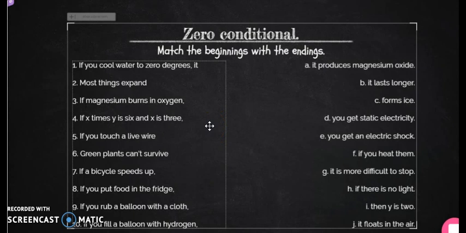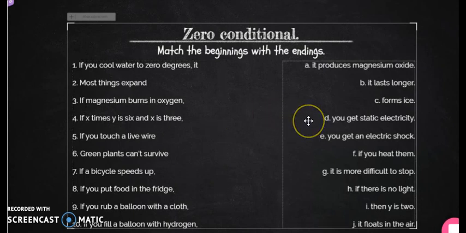Number 2, most things expand. Number 3, if magnesium burns in oxygen. Number 4, if x times y is 6 and x is 3. Number 5, if you touch a live wire. Number 6, green plants can survive. Number 7, if a bicycle speeds up. Number 8, if you put food in the fridge. Number 9, if you rub a balloon with a cloth. Number 10, if you fill a balloon with hydrogen.